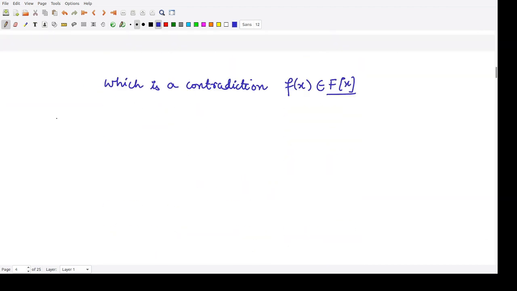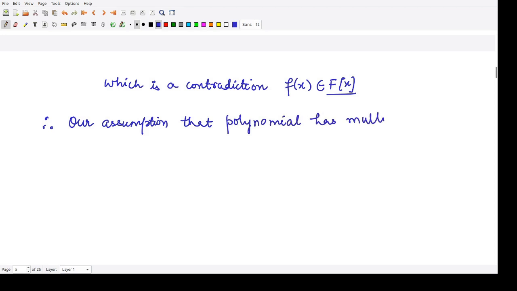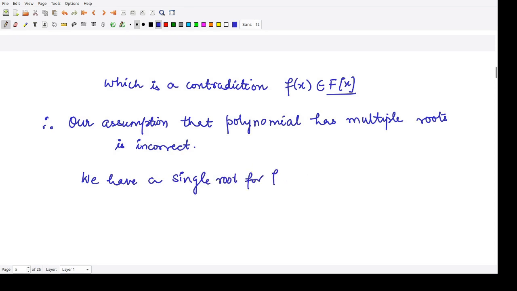What we have supposed is incorrect. So in this case, our assumption that the polynomial has multiple roots is incorrect. So in this case we have a single root for the given polynomial f(x). So this is the first part.